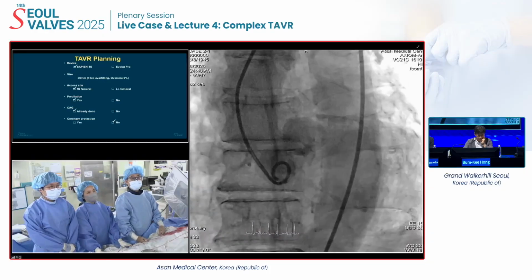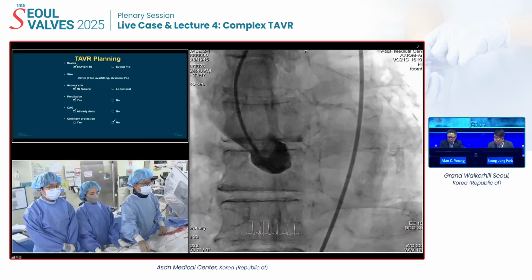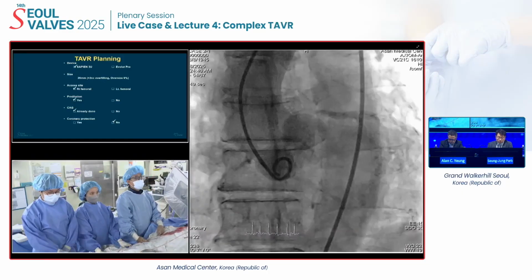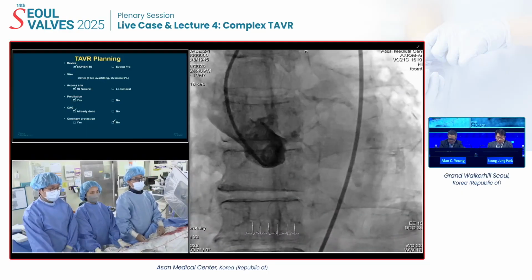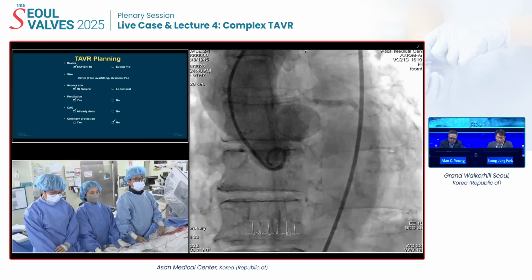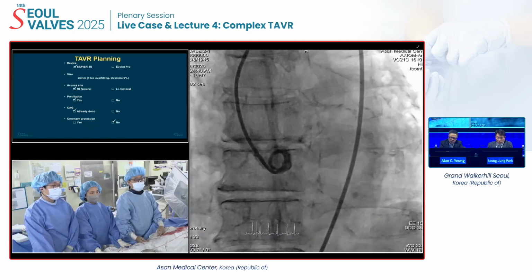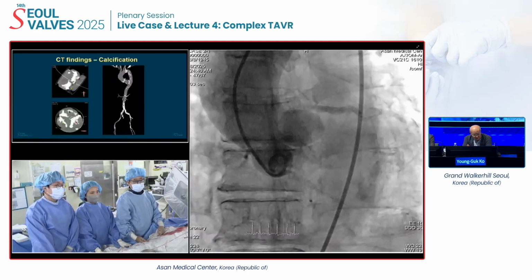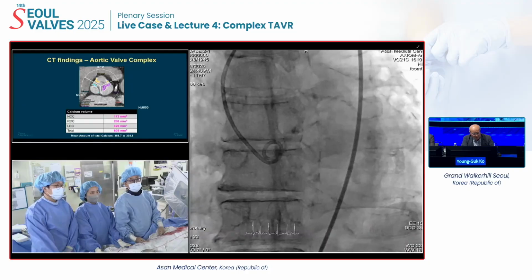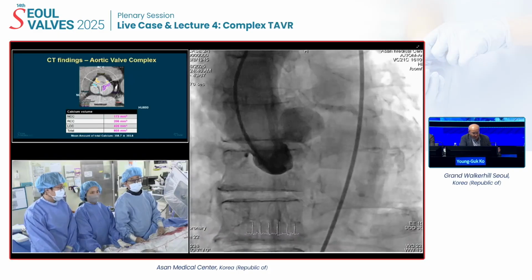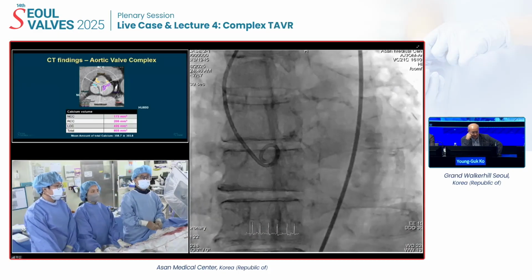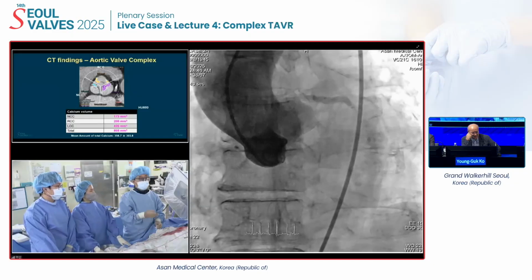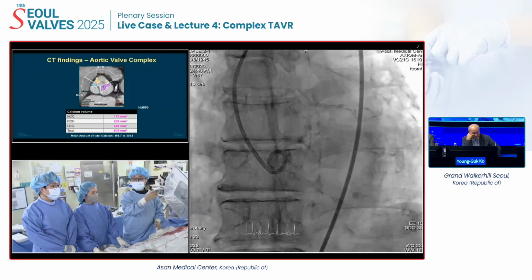Yeah, this patient has a calcium volume of about 800 at a threshold of 850. Do you regard this as severe calcification, and do you have a graded approach for oversizing? Yes, there is a very critical point in terms of technical consideration.